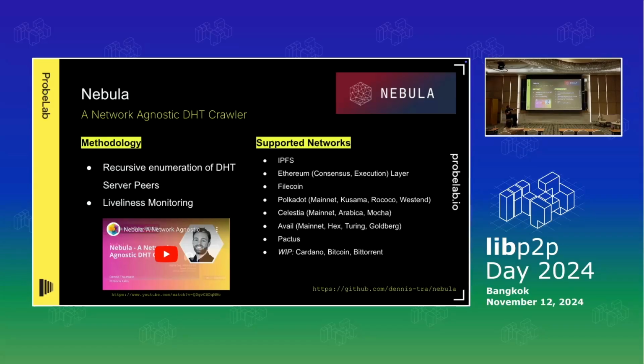On the right-hand side, you can see mostly libp2p-based networks, but also the Ethereum consensus and execution layer, which uses a different DHT implementation, namely discv4 and discv5. I won't say more on this tool yet, because there's a talk from last year, which I would recommend if you want to learn more. But this tool is a basis for a few of the other tools.